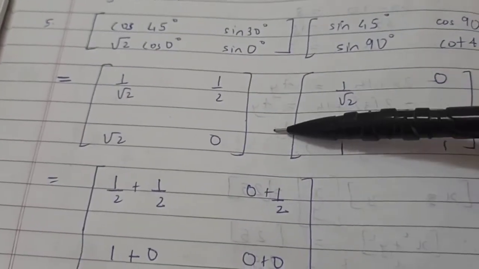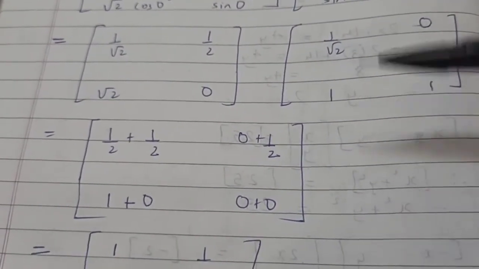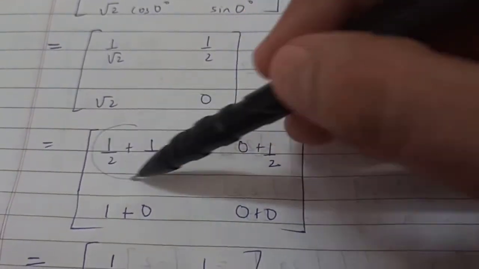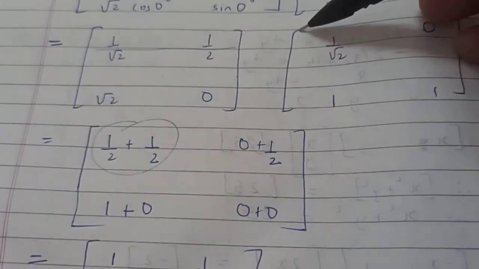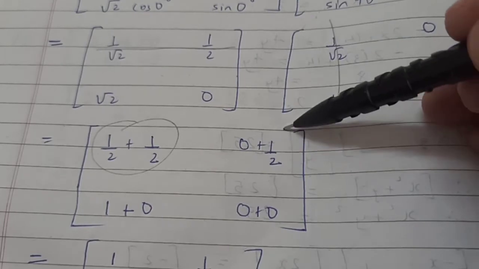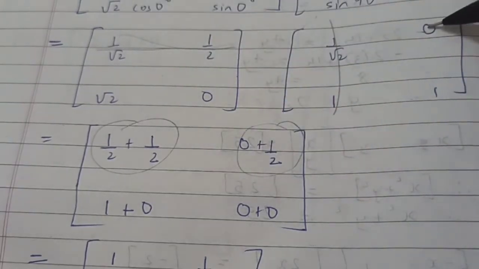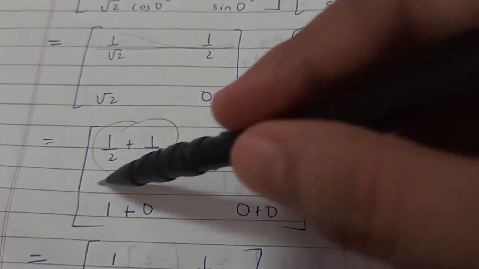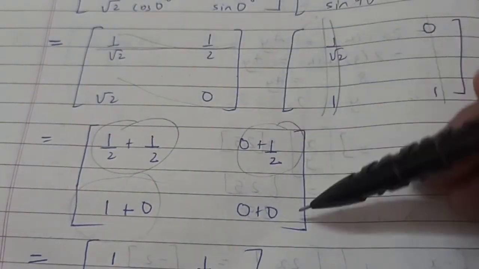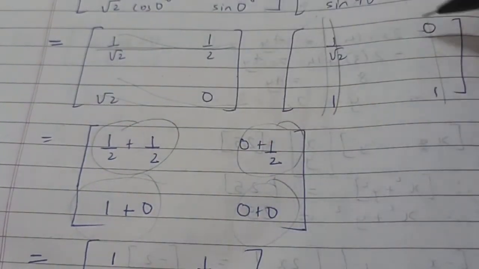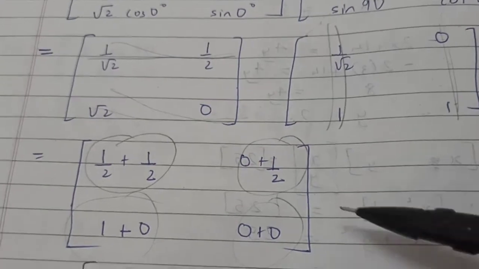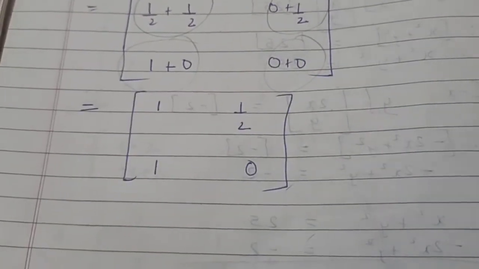And now 2 by 2 and 2 by 2, so the answer is also 2 by 2. Element number 1 is first row into first column. Element number 2 is first row into second column. Element number 3 is second row into first column, and element number 4 is second row into second column. So we get 4 elements, and that is the final answer.